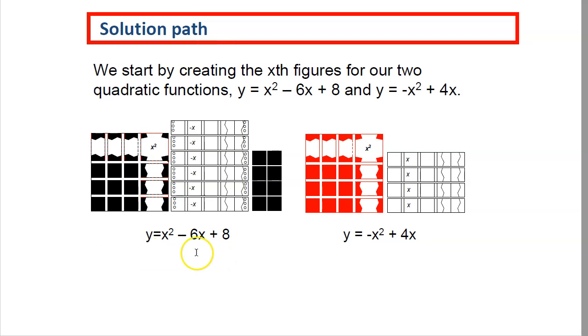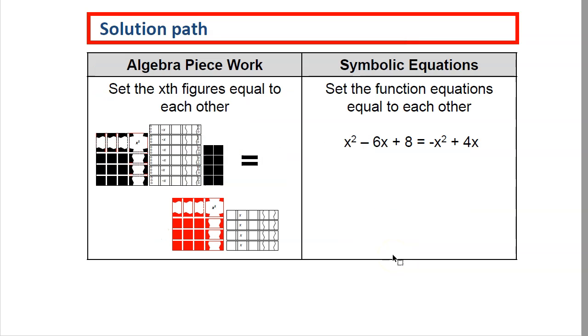On the left, we have pictured y equals x squared minus 6x plus 8, and on the right, we have pictured y equals minus x squared plus 4x. In our two-column approach, on the left, for our algebra pieces, we'll set our x figures equal to each other, and on the right, we set the function equations equal to each other.